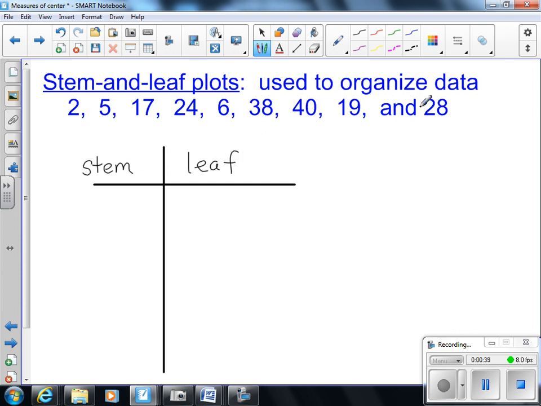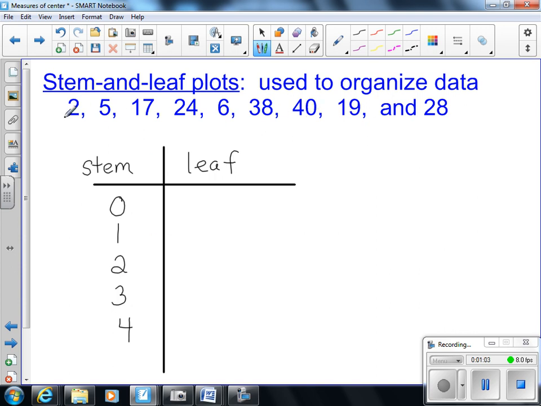So if we're organizing this data, our smallest numbers are 2, and then we go to 5 and 6. So our first stem would be a 0 because there are no tens. Then we'd have 1, 2, 3, 4. Now make sure and put all of your digits that you have, and even those that you possibly don't have, since we're starting at 0 and we're going, it looks like, all the way into the 40 range.